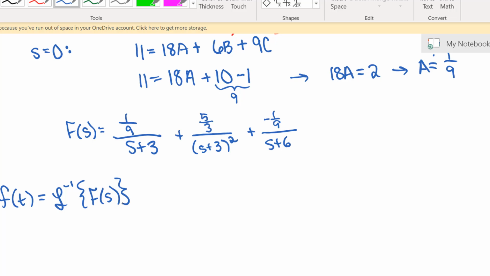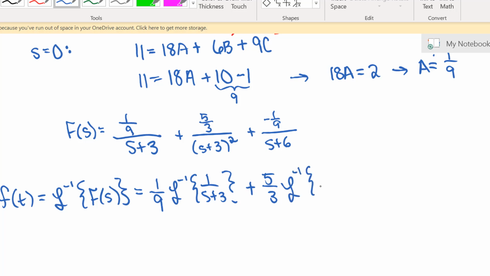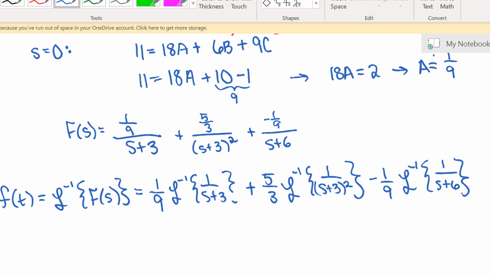So I'm going to do it term by term. This is where the additivity comes in. So the 1/9, that's a constant that comes out in front. And so I just have inverse Laplace of 1 over S plus 3. Plus, and then 5/3 is a constant that comes out in front. Inverse Laplace of 1 over S plus 3 squared. And then negative 1/9 is a constant that comes out in front, inverse Laplace of 1 over S plus 6. And then you can get all of these from the table.